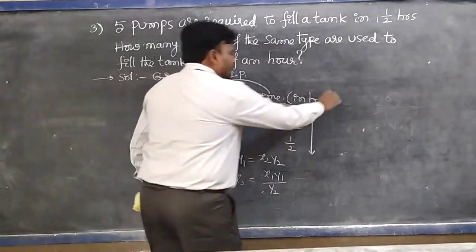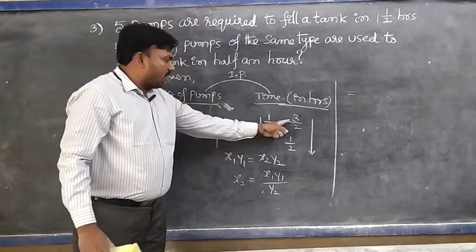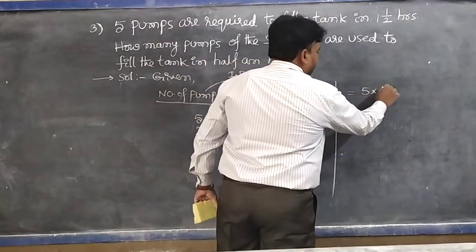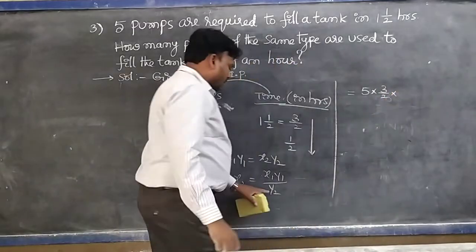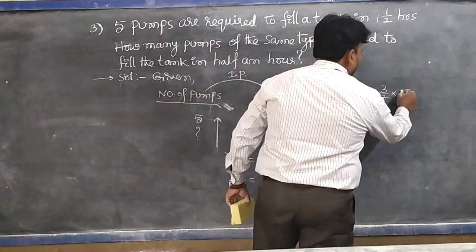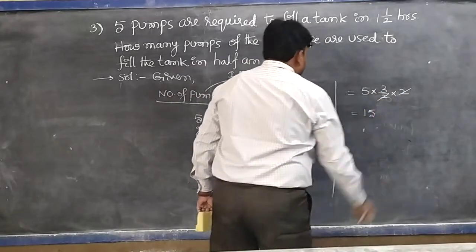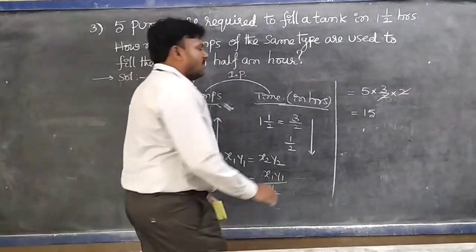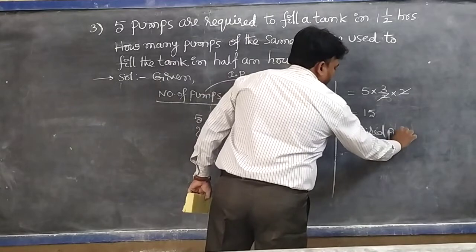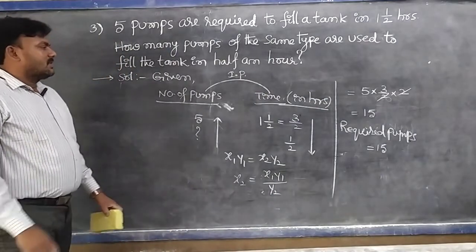Then go for the solution finally. x1 value 5, y1 value 3 by 2, y2 value 1 by 2. So 5 into 3 by 2 divided by 1 by 2. 1 by 2 we can express as 2 by 1, that is 2. So the 2s get cancelled. 5 threes are 15. So 15 pumps are required. Therefore required pumps equal 15. This is the approach to the solution, friends. So learn carefully.